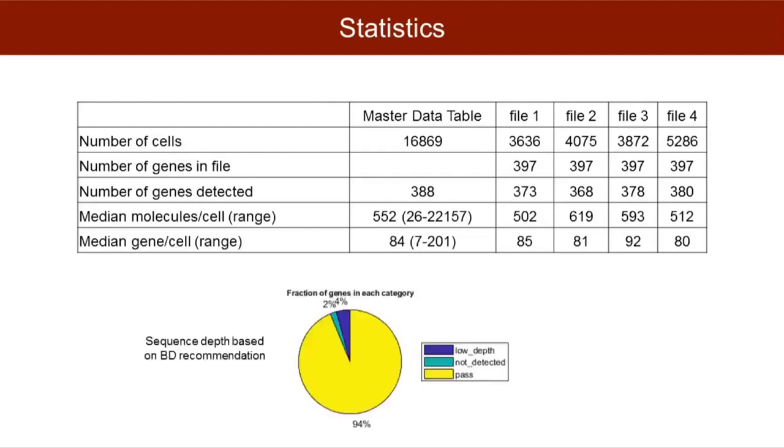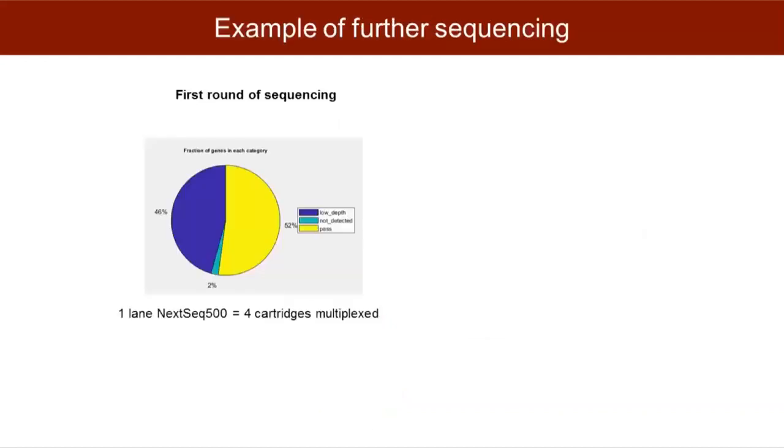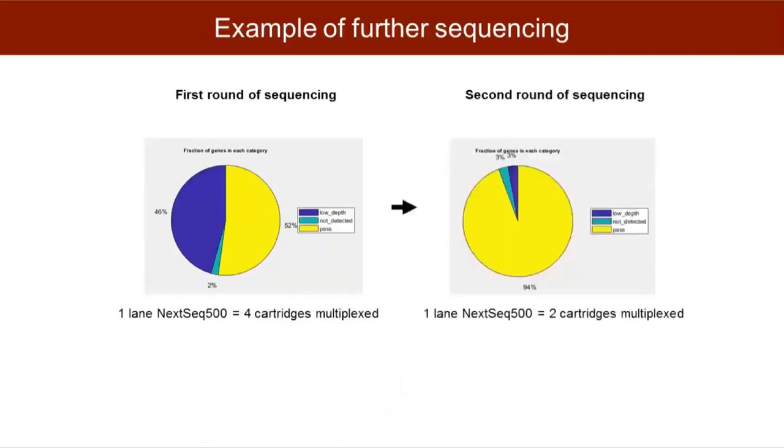1 lane of NextSeq 500 generates 500 million reads, which in this case was enough because 94% were passing genes. This is successfully detected. But in this example, in a different experiment, 1 lane of NextSeq 500 was not enough. The proportion of reads from low-depth genes was 46%. After a second round of sequencing, the panorama improved significantly. Now, 94% are passing genes.